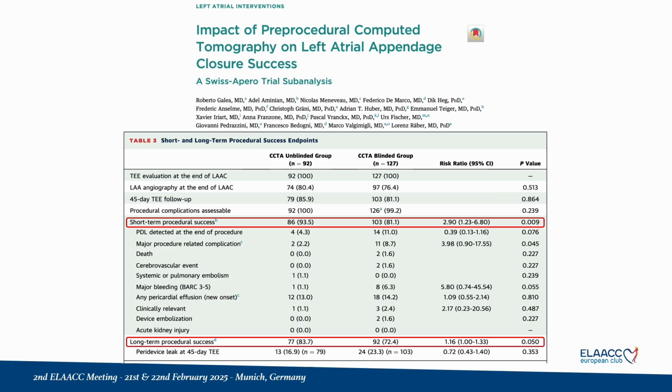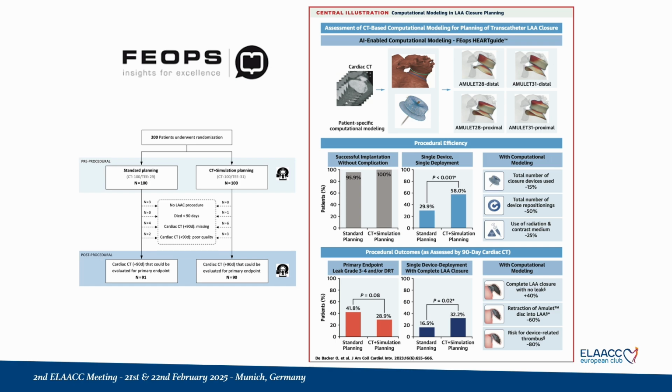We do have data about CT. We do have randomized data. Randomized data, the highest evidence, 200 patients, randomized between standard of care or CT simulation planning with FEOPS. You've seen the data before. It's improving both the procedural efficiency and the outcome.